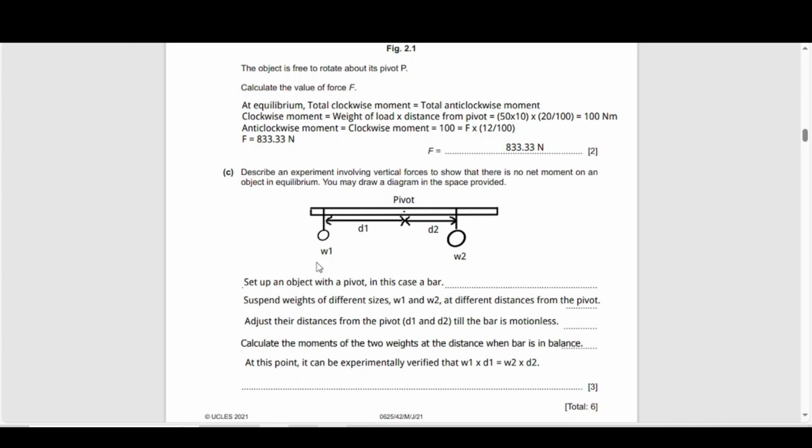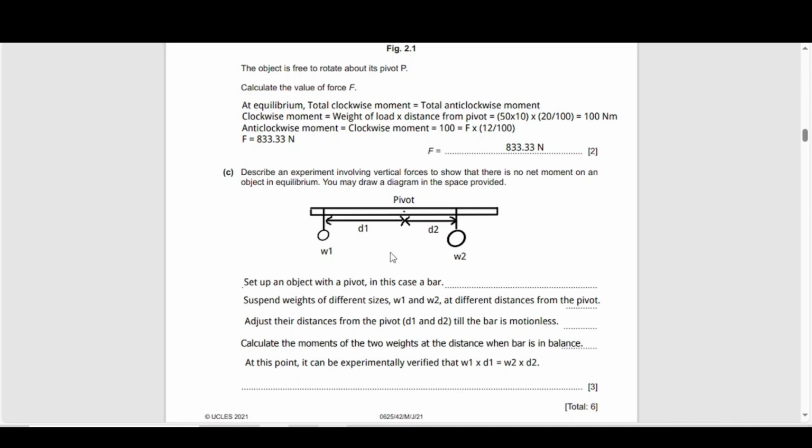Suspend weights of different sizes. So we've got W1, W2, W1 being smaller than W2, at different distances from the pivot, which we call D1, D2. Distance of object 1, let's say, is D1, distance of object 2 is D2. Then we have to adjust their distances from the pivot, D1 and D2, till the bar is motionless. So we have to change these distances. It's like a seesaw with two people sat at different distances from it, and then it balances out. At that point, if you calculate the moments of the two weights when the bar is in balance, we would get W1 D1 as the value of this moment, and that moment's value is going to be W2 D2.